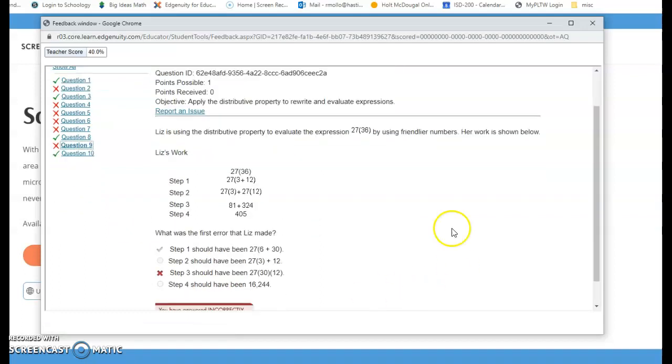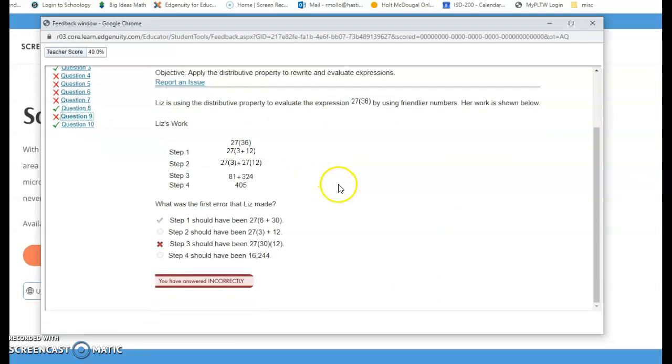And then another distributing one. So I got 27 times 36. And it looks like they messed it up right away because 3 plus 12 is not 36. So it looks like they should have had 6 plus 30. That equals 36. But 3 plus 12 is 15, not 36. I don't know where they got the 3 and the 12 from, but that's not even close to 36.